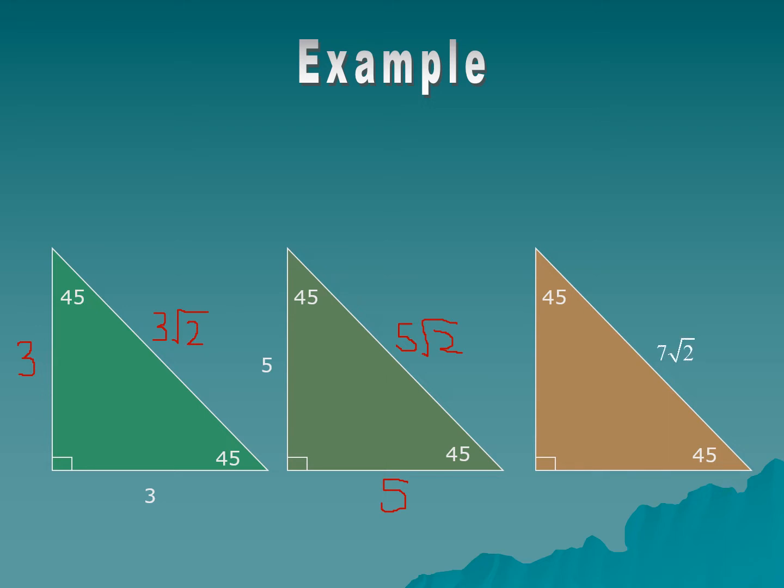And then lastly, if I told you that the hypotenuse is 7 square root of 2, you can find the other two sides pretty easily using the theorem. That side is 7, and that side is also 7.